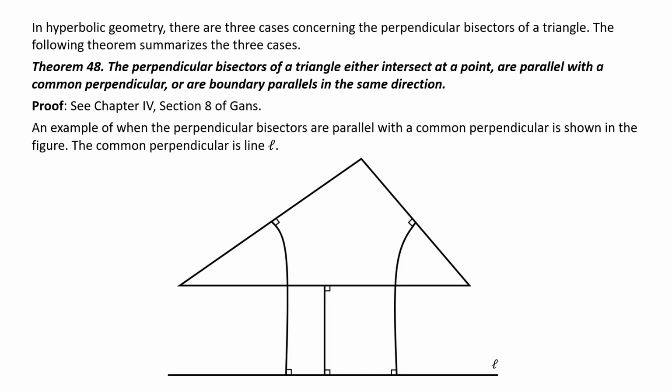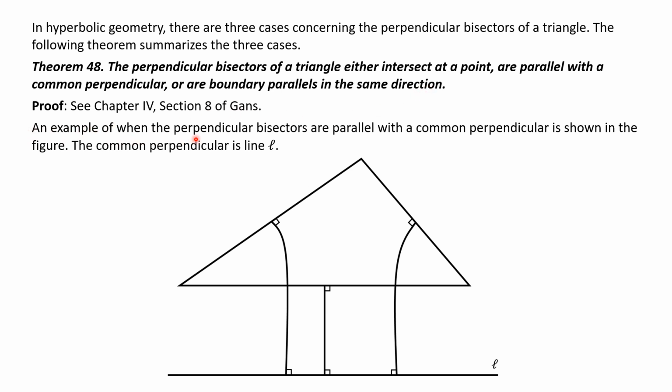In hyperbolic geometry, the perpendicular bisectors of a triangle fall into three different cases. We have them listed here in Theorem 48. The perpendicular bisectors of a triangle either intersect at a point, that's the case we saw for the Euclidean geometry, or are parallel with a common perpendicular, or are boundary parallels in the same direction.